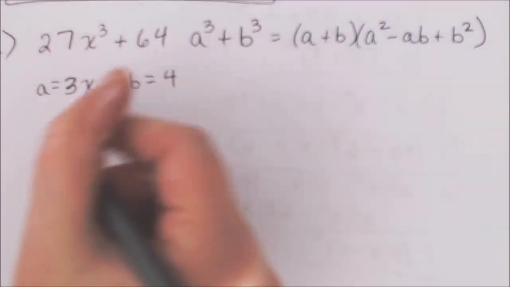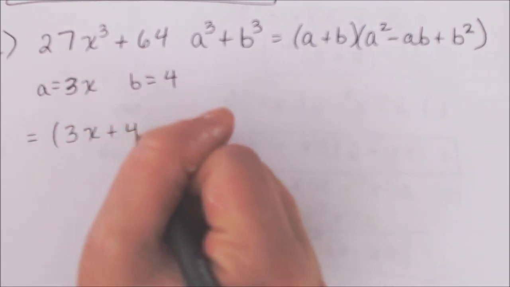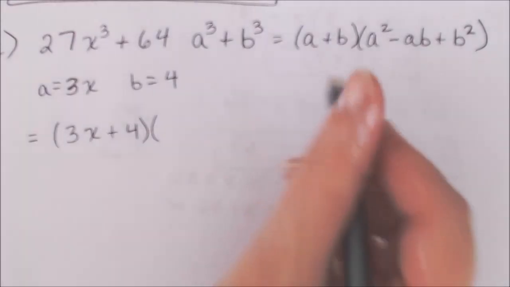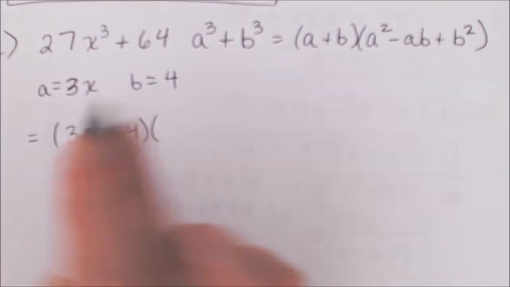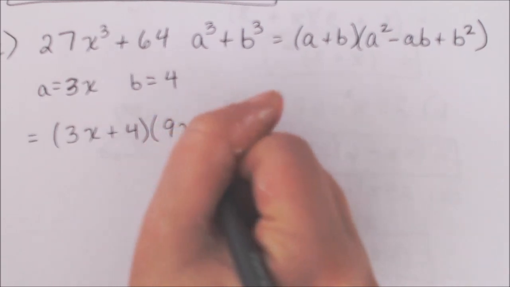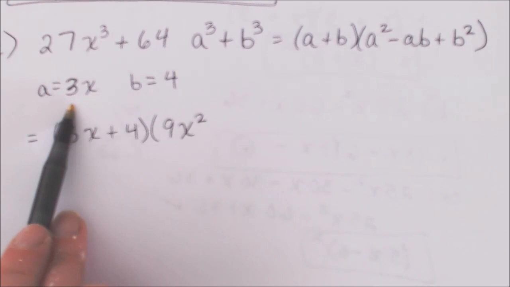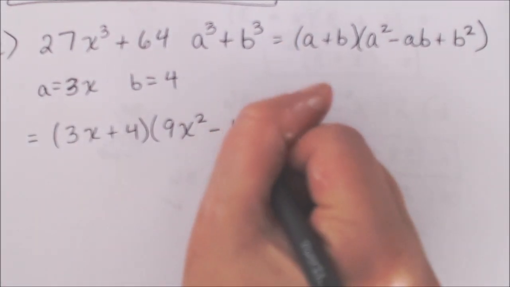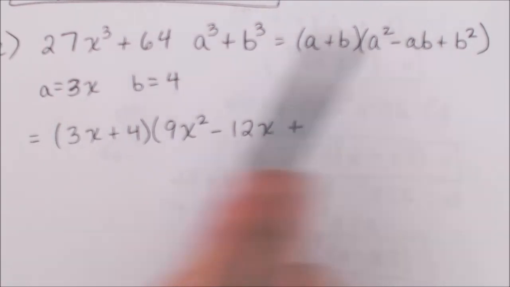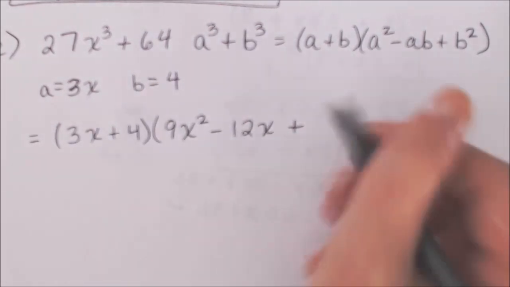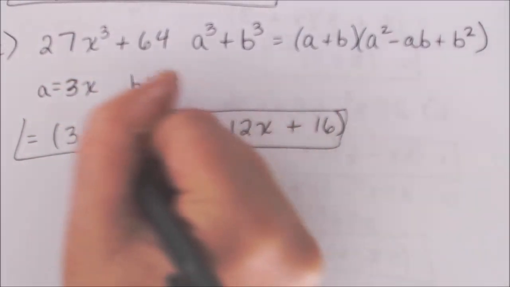So let's put this together using that formula. We're going to have 3x plus 4, and then another parentheses, a squared. So think about 3x squared. I have to square both the 3 and the x. That gives me 9x squared, minus a times b. So 3x times 4 gives me negative 12x, plus b squared. Well, if b is 4, b squared would be 16. And that's it. That's as far as that breaks down.